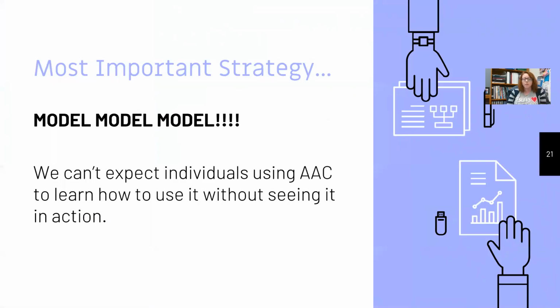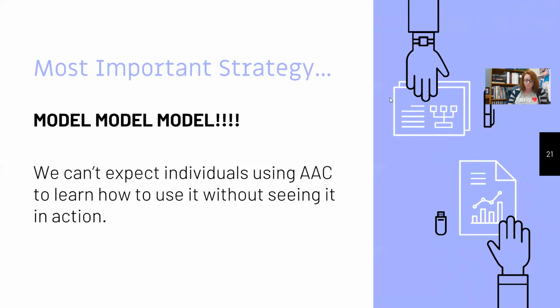The most important strategy, if you've listened to nothing else I'm saying, is to model your language. We can't expect individuals using AAC to learn how to use it without seeing it in action. So that means when you're talking to that kid, you're showing them on the device what you're saying. When you're expanding on what they're saying, you're showing it to them on the device. So you're using whatever they're using to communicate as your model.